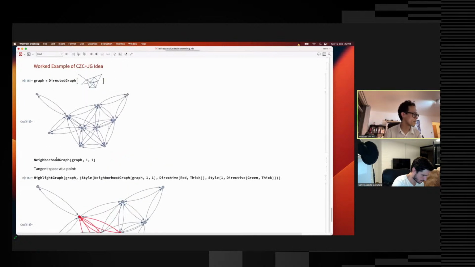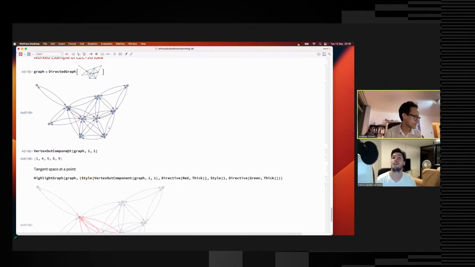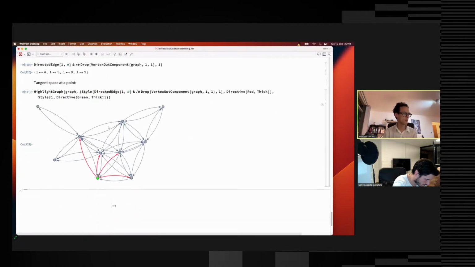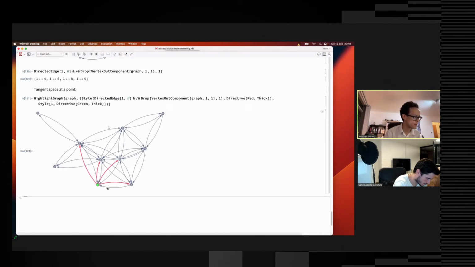Oh, we don't need neighborhood graph, right? We can just do vertex out component. God, what's the right way to do this? We could be incredibly hacky and just do directed edge of 1, hash, and then map over that, dropping the first, I guess. That's a horrifying way to do it, but okay, there we go. There's a hacky approach. But that gives us a tangent space at a point, the point in green.